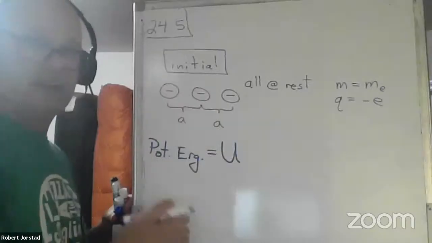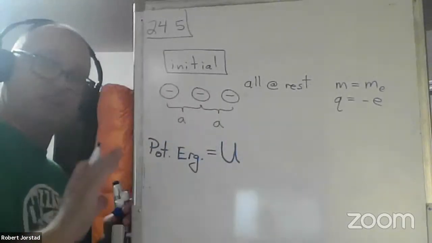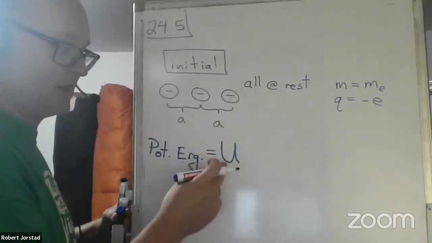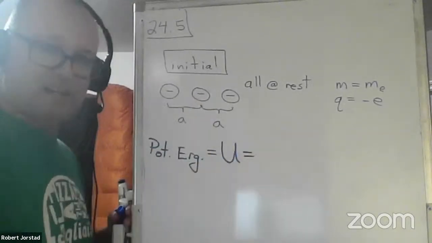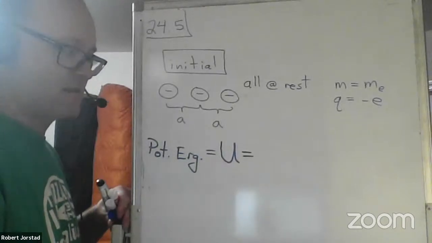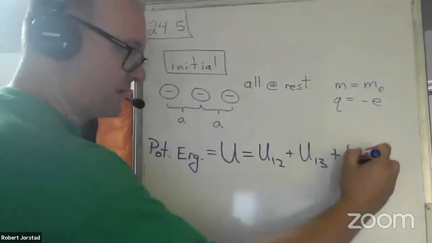Now we're talking about U, not V. The last problem we showed how U and V were related. This problem we're talking about U. Does anybody remember how I'm going to get U for these three point charges? Do U 1 on 2, 1 on 3, and then 2 on 3. Yes, so there's three pairs.